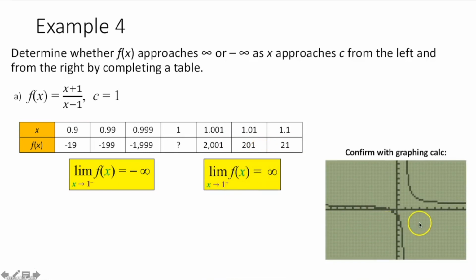We confirm this with our graphing calculator. You can see that as x approaches 1 from the left, our f of x goes towards negative infinity. As x approaches 1 from the right, our f of x goes towards positive infinity.